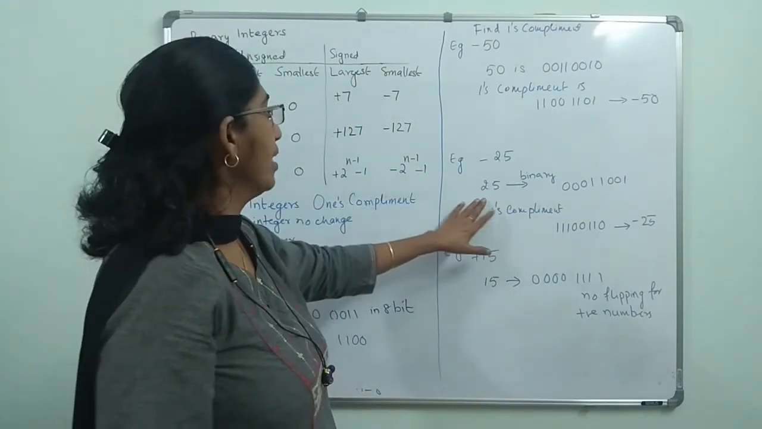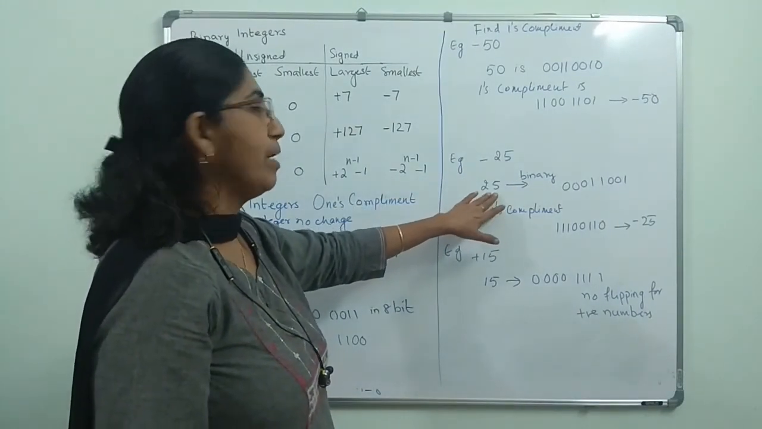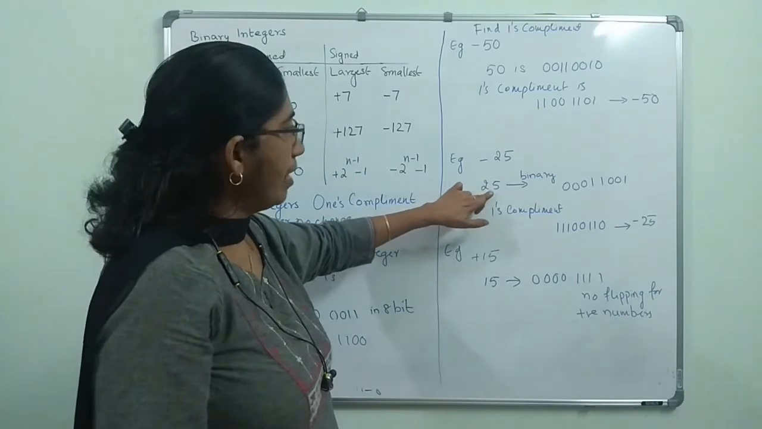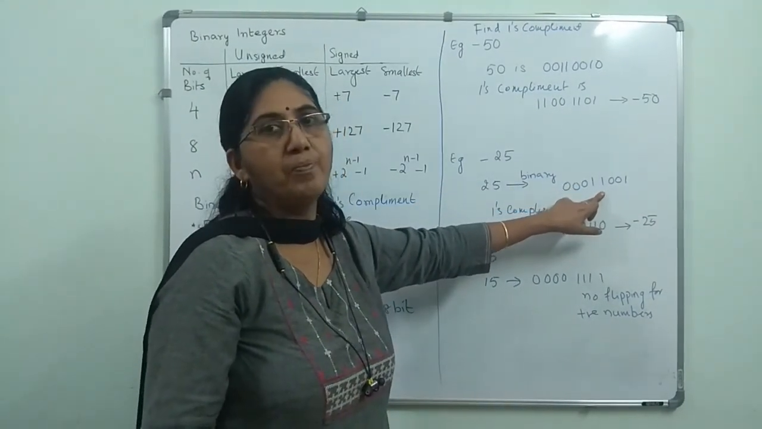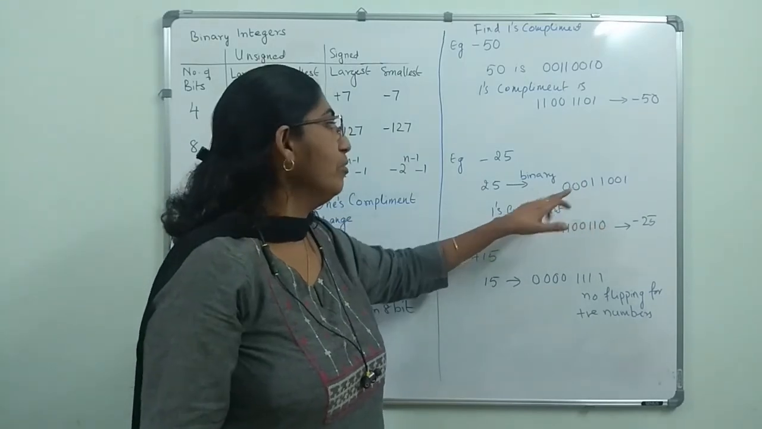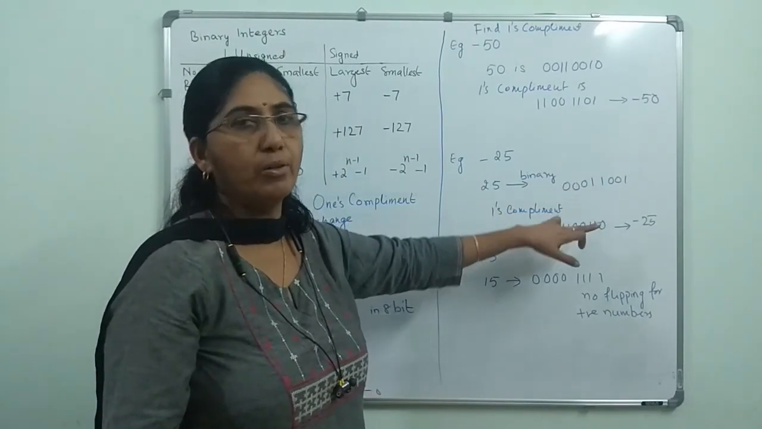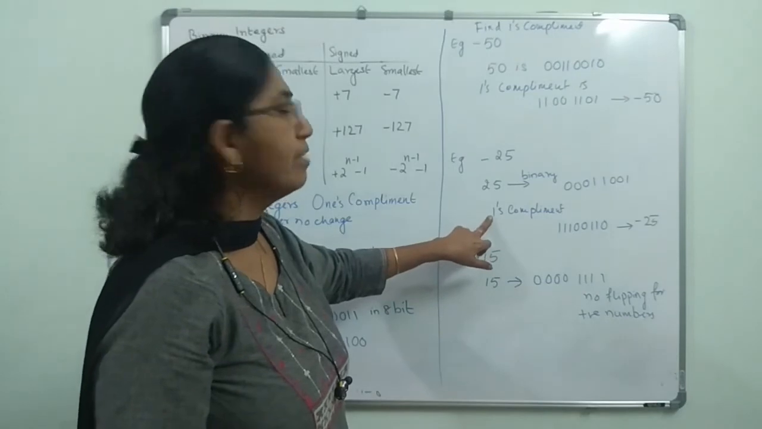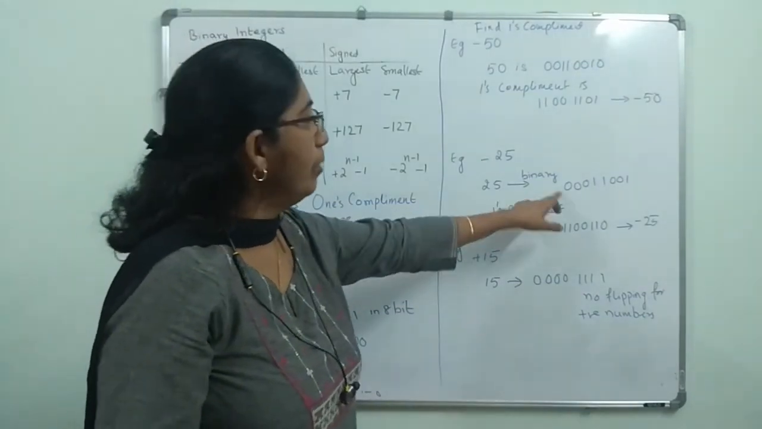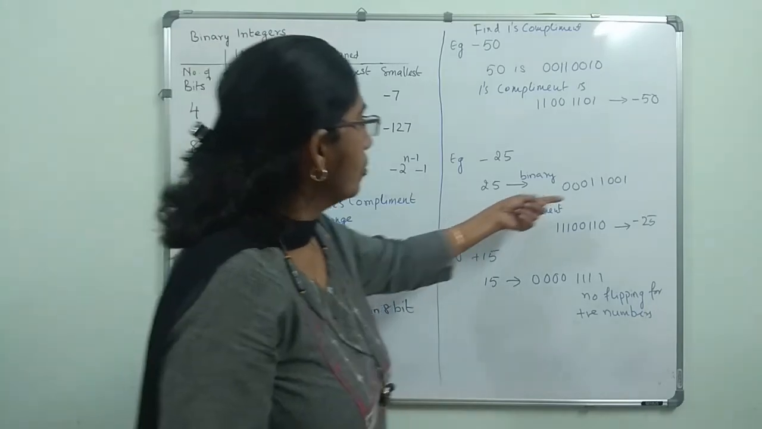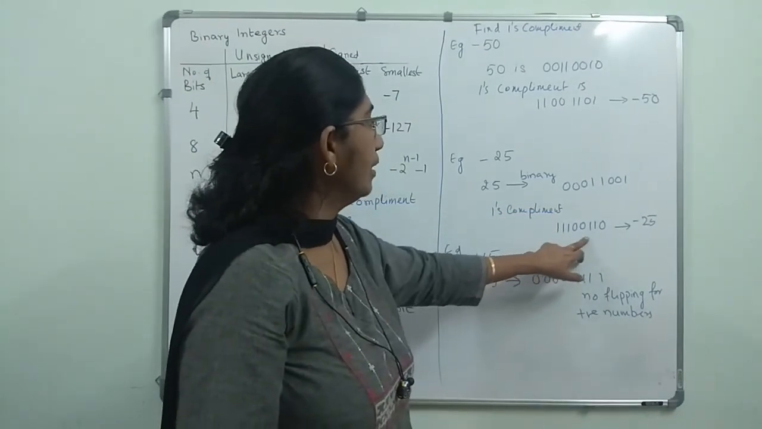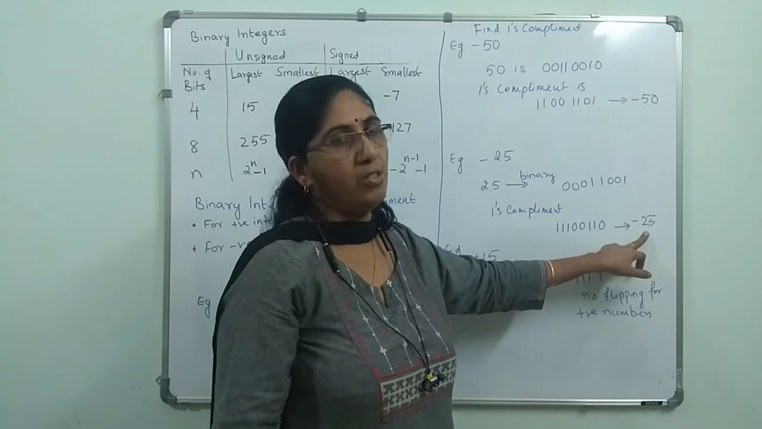Minus 25 means again you write down the binary equivalent of 25 in 8-bit representation. What is the next step? Yes, you have to flip zeros to 1 and 1 to 0. That is, you are taking the 1's complement. So you take the 1's complement, you get it like this. This is your minus 25.